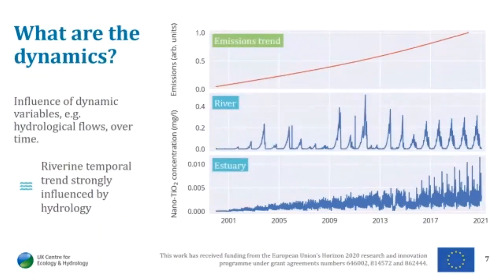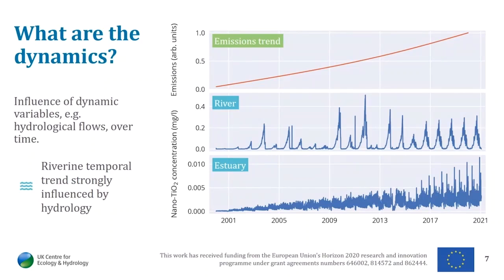So you can see in the river all of these peaks, and those peaks occur during the drier months of the year. Drier months means that rivers are flowing more slowly and they're generally smaller, and because they're smaller they have less volume, which means that nanomaterials are more concentrated.